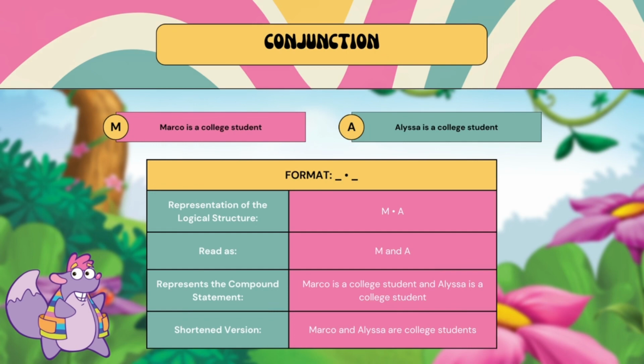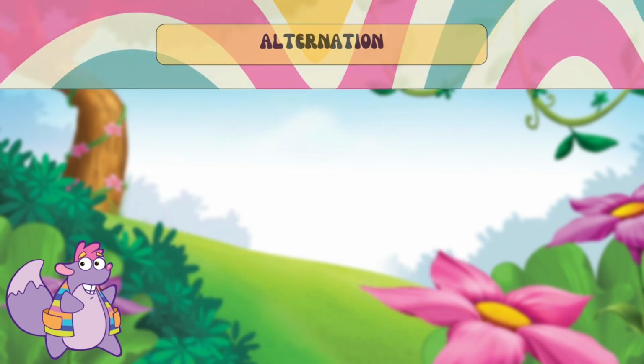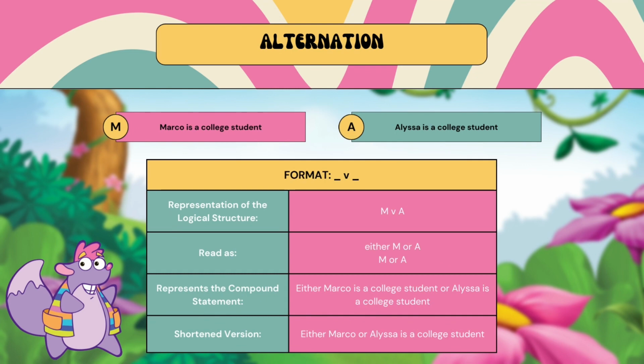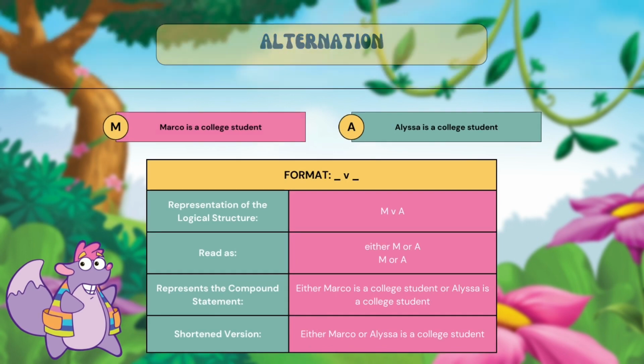The representation of the logical structure of M and A takes the place of the compound statement, Marco is a college student and Eliza is a college student, or the shortened version of the compound, Marco and Eliza are college students. Next is the alternation. Suppose we use alternation and this symbol, the V. The representation of the logical structure is this, and it is read as either M or A, or simply M or A. This represents the logical structure of the compound statement, either Marco is a college student or Eliza is a college student. It can also be shortened to either Marco or Eliza is a college student.